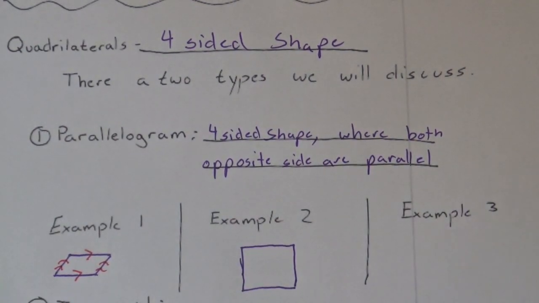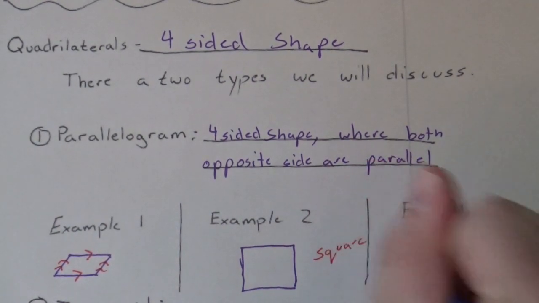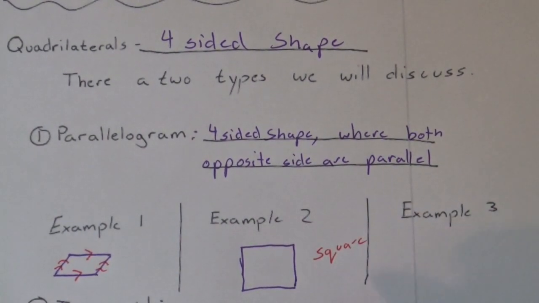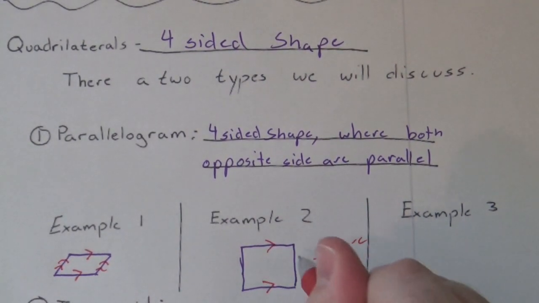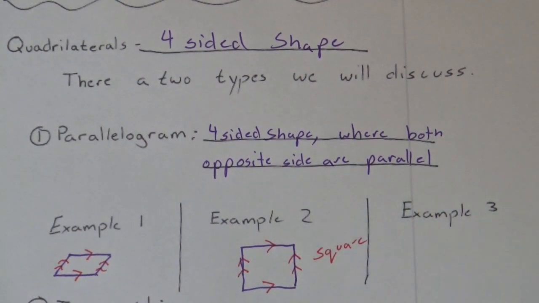All right, so what type of shape is this? Well, you should know that this is a square, all right? And opposite sides are parallel. The top and the bottom are parallel, and the left and the right are parallel. I did that backwards. This is right and left. All right, so this is a square.